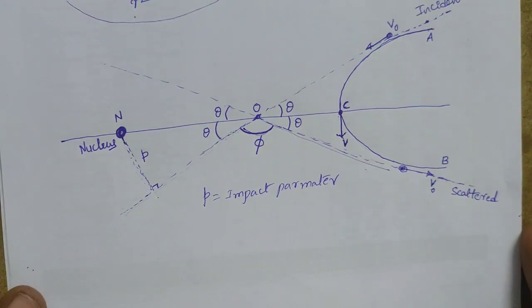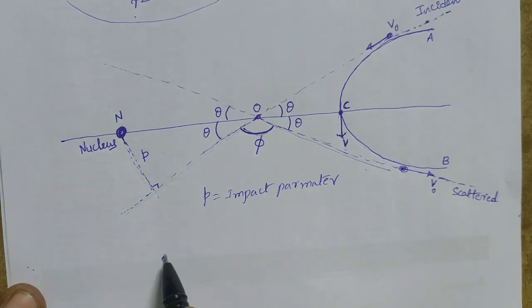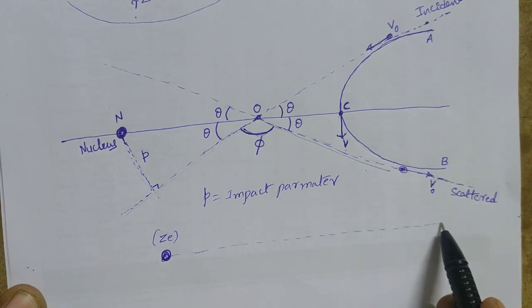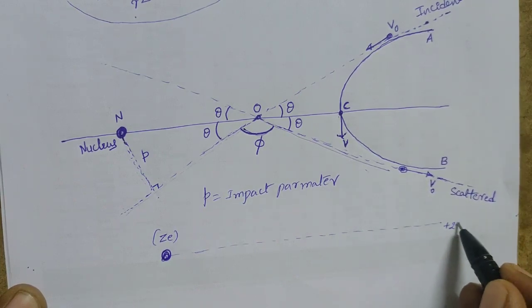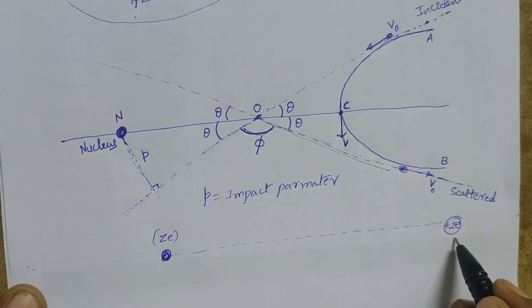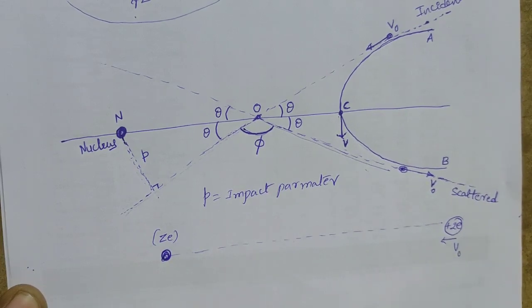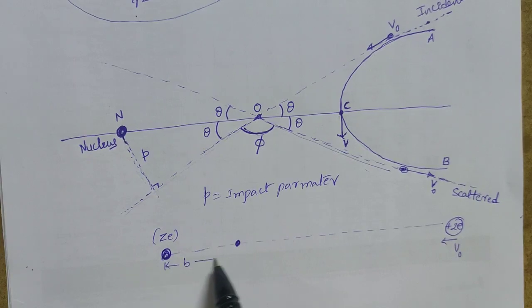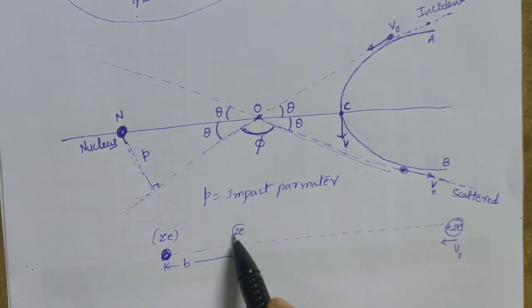So remember, the impact parameter is not necessarily 0. When it is head-on type, it is 0. Here is the nucleus, let's say the charge is Ze and it is fixed. Now the alpha particle, which has the charge 2e, is coming from infinity. When it is coming from infinity, it has the velocity v naught. When it comes here, the distance of closest approach may be here. After reaching here, its velocity will become 0, that means the kinetic energy will become 0. So this is the distance of closest approach.